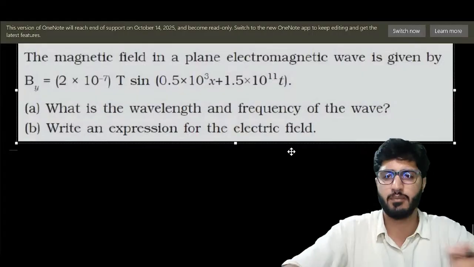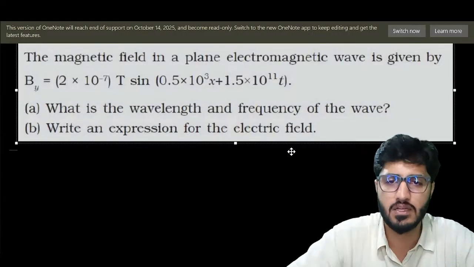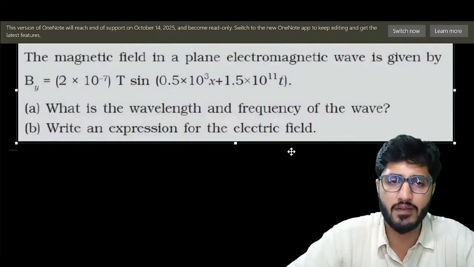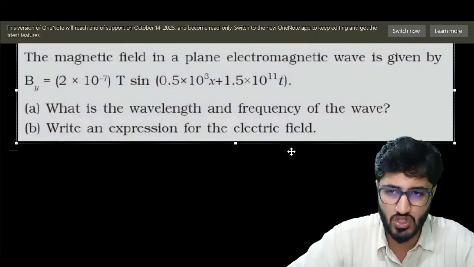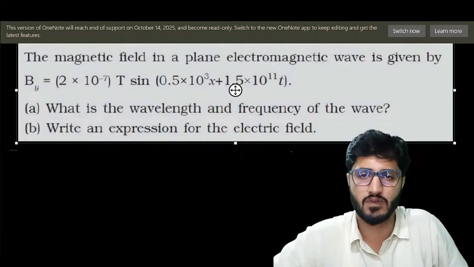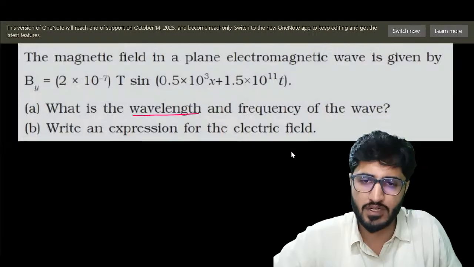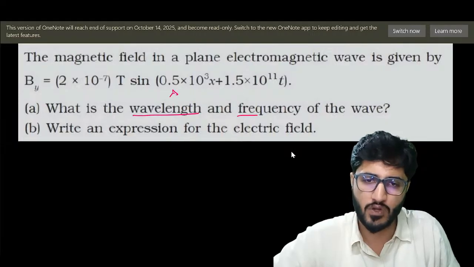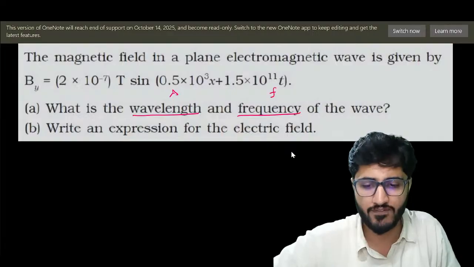The magnetic field in a plane electromagnetic wave is given by this much. What is the wavelength and frequency of the wave? Wavelength means lambda, frequency means f. We have to find out lambda and f.